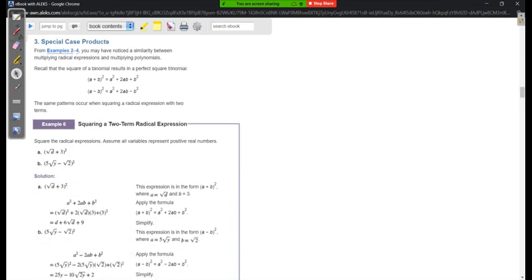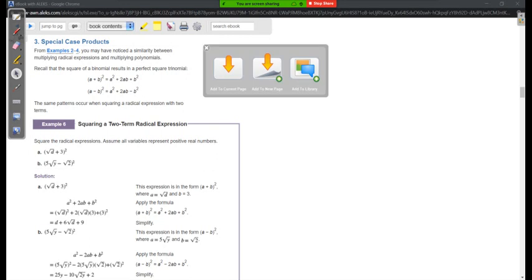Alrighty, so special case properties. I think we went over these special case properties before, so again, nothing new. It says, recall that the square of a binomial results in a perfect square trinomial. We've done this before. I told you, you need to memorize these formulas. A plus b quantity squared. Ooh, this is actually a good point.